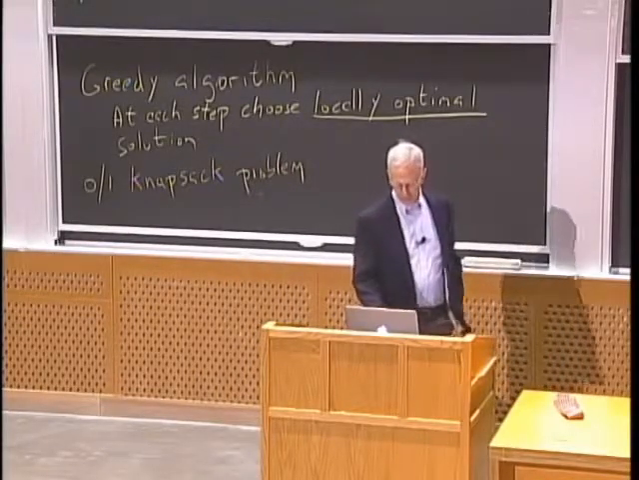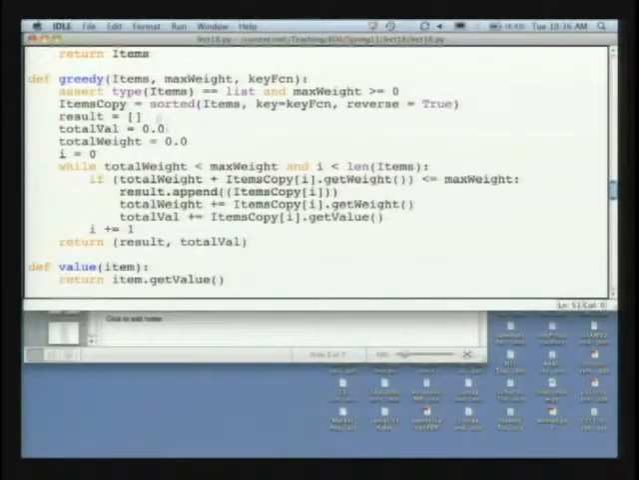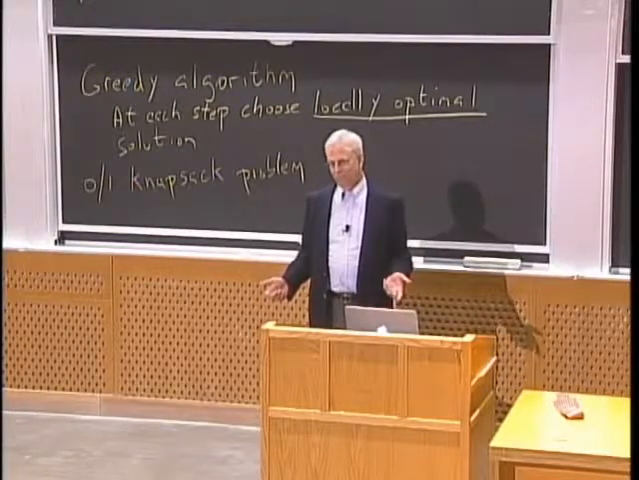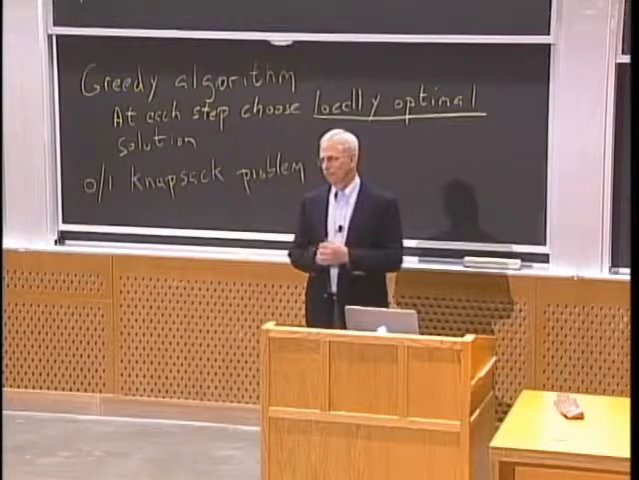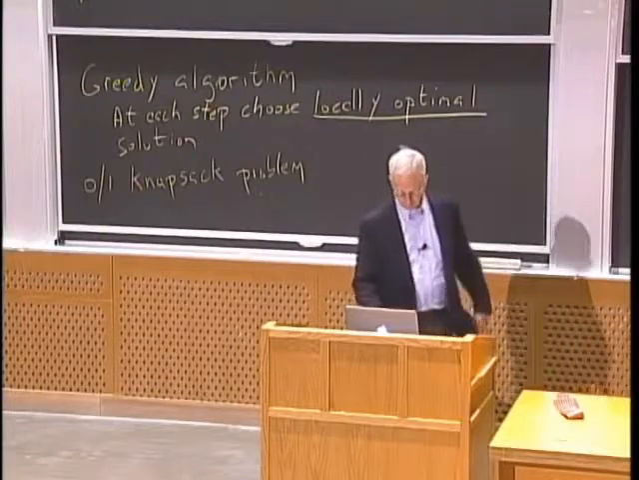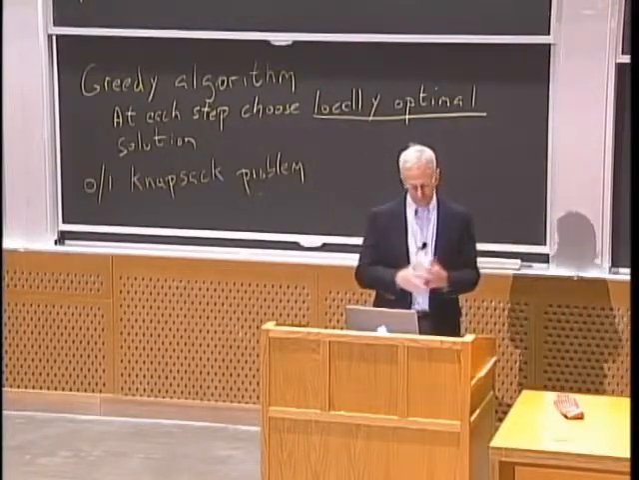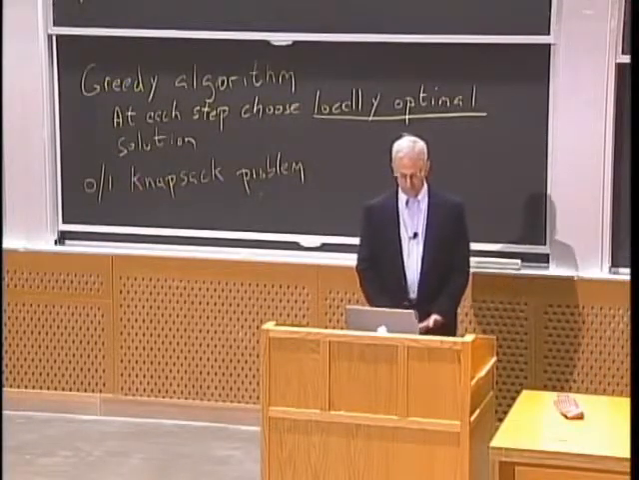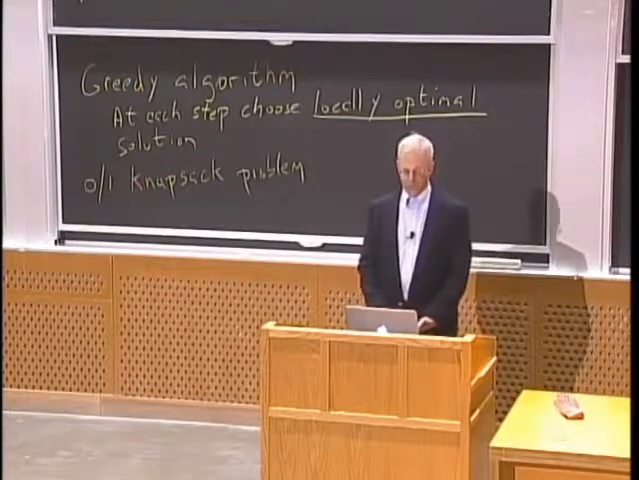Then it's quite simple. I'm going to sort the items using the key function. You remember sort has this optional argument that says what the ordering is. So maybe I'll order it by value, maybe I'll order it by density, maybe I'll order it by weight. I'm going to reverse it because I want the most valuable first, not the least valuable, for example. And then I'm going to just take the first thing on my list until I run out of weight, and then I'm done. And I'll return the result and the total value.